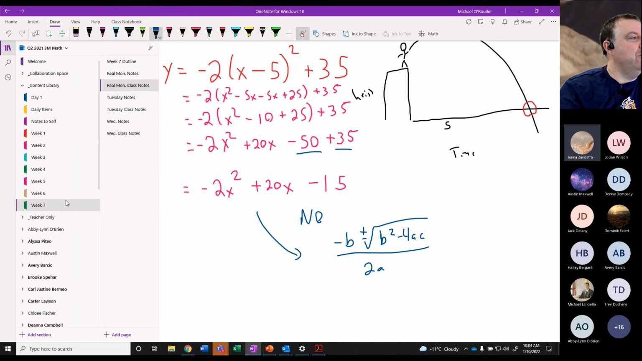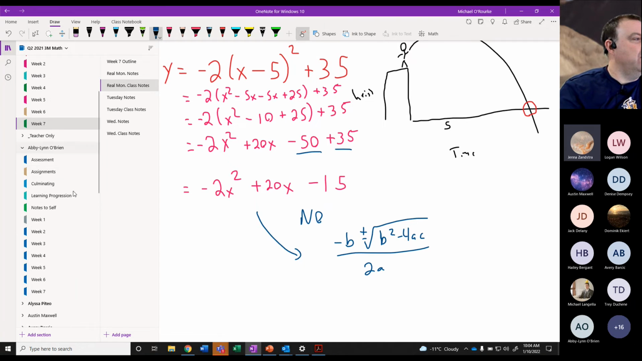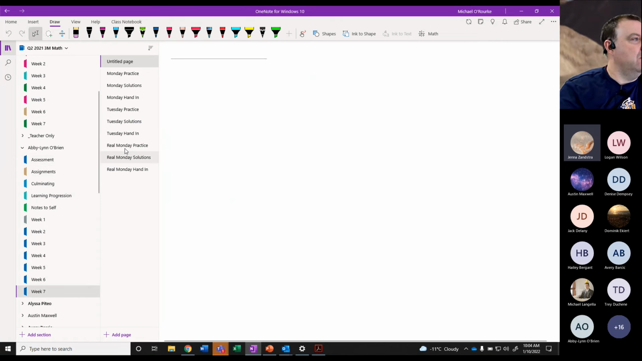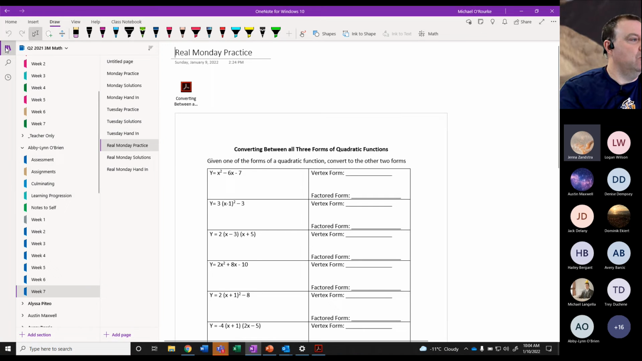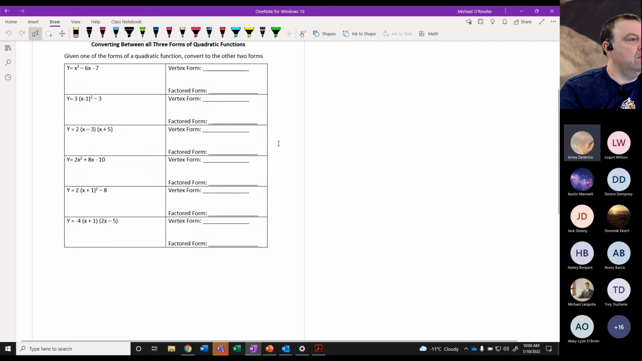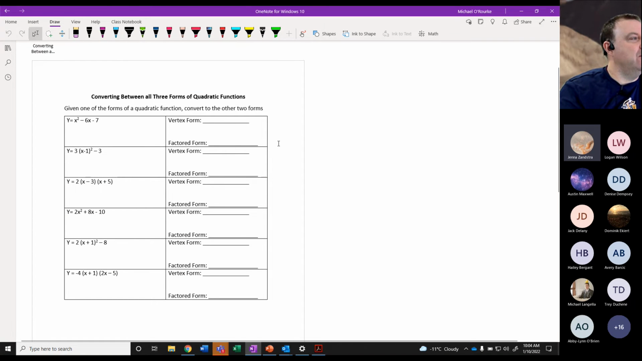What I want you to do, let's go to homework here. Oh, Jebediah, I did this wrong when I made it. Let me fix this. You guys can fix this on your other one. This is in vertex form, so this would be standard form there. Standard. Standard and standard.